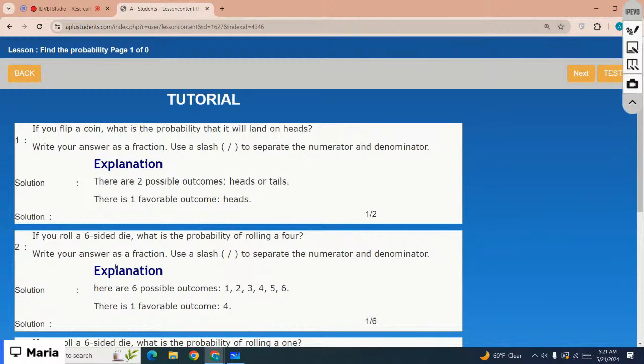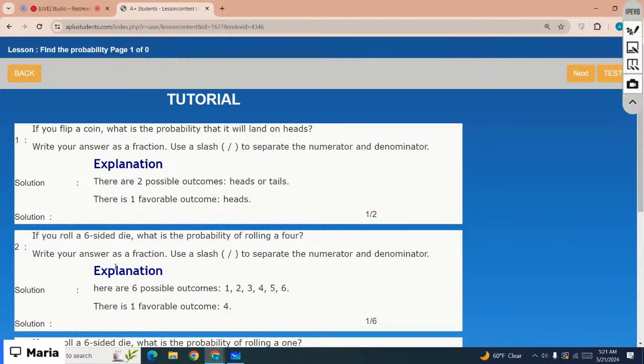Just look at the other example. If you roll a six-sided die, what is the probability of rolling a 4? When you roll a die, you have six outcomes, right? 1, 2, 3, 4, 5, and 6. You have to find the probability of 4. So out of the six outcomes, only one is 4. So the probability of 4 is 1 out of 6.